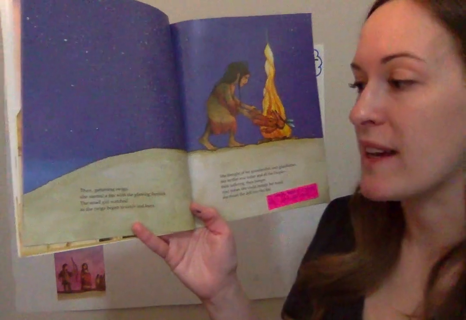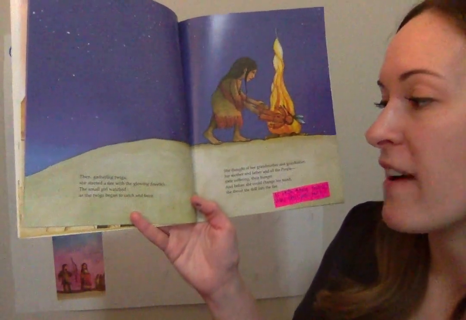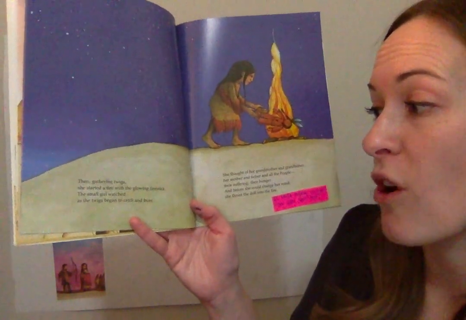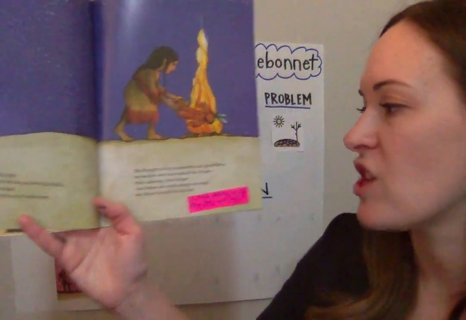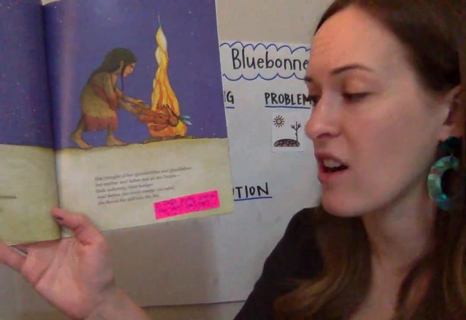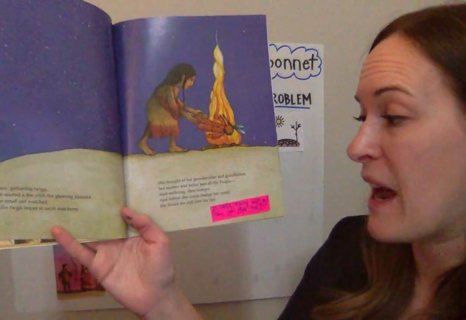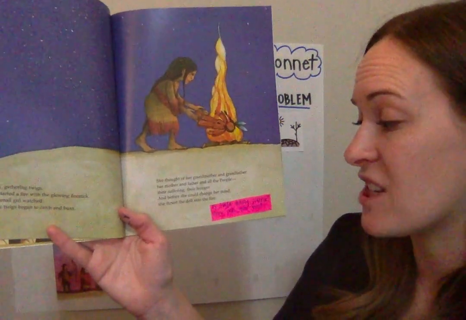Then, gathering twigs, she started a fire with the glowing fire stick. The small girl watched as the twigs began to catch and burn. She thought of her grandmother and grandfather, her mother and father, and all the people, their suffering, their hunger. And before she could change her mind, she thrust the doll into the fire.